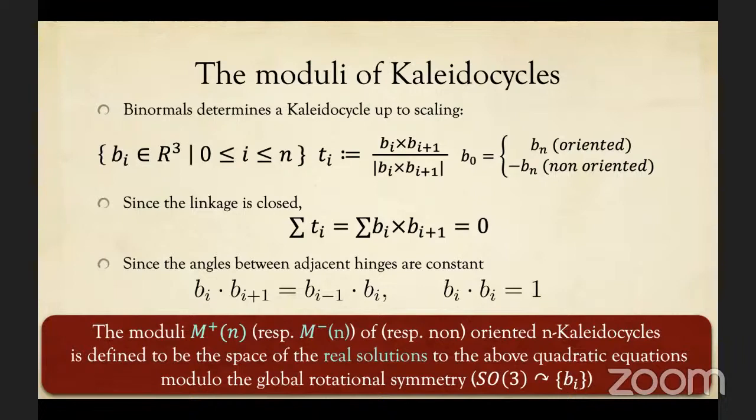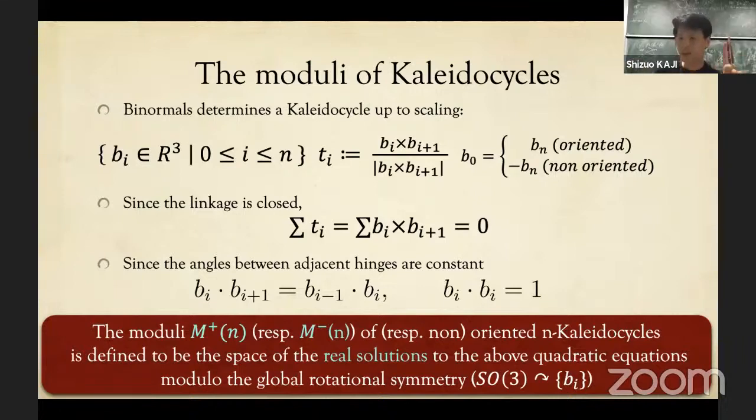So when B0 equals negative Bn, then you have something like this. After one turn, when it comes back, you have the opposite direction. Like a Möbius band. You know what a Möbius band is? Möbius strip?